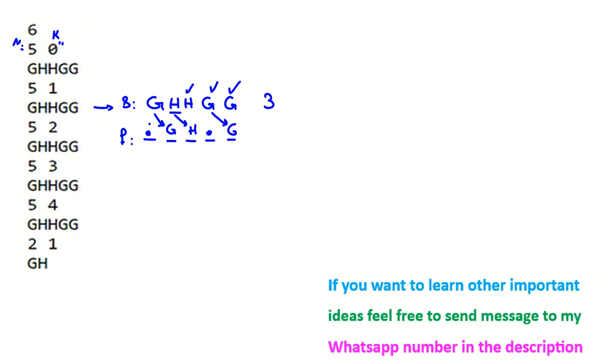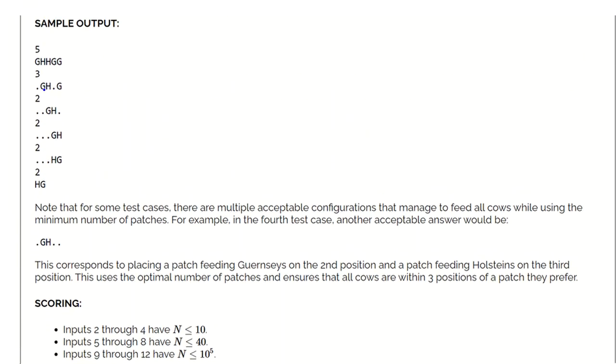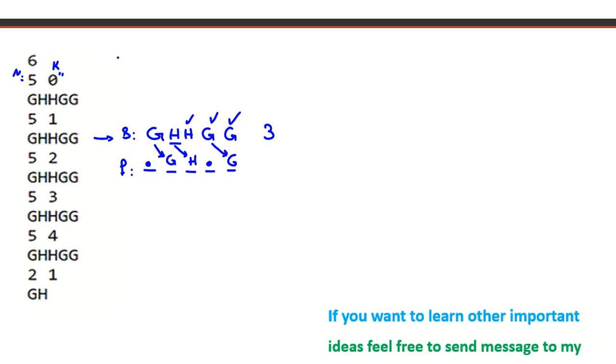And here, let's check the output for the second one. 3. GH.G. Okay, for this one, because the distance should be 0, so when you place GH, this one should be GH, because when here we have G, because the distance should be 0, if you place G here, it's not useful for this one, because it can move 0 units. So it will be like this.